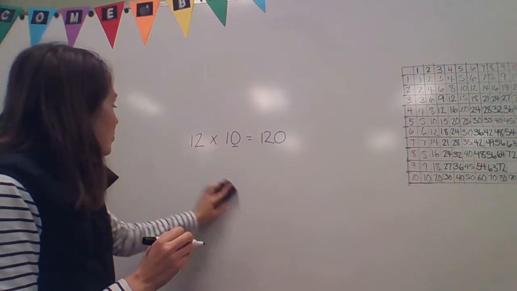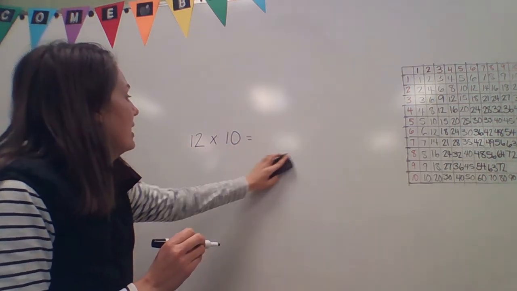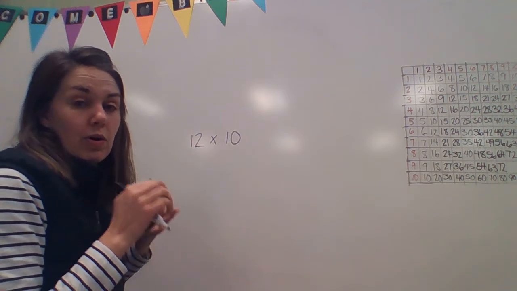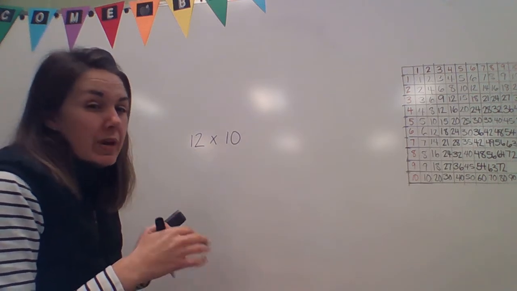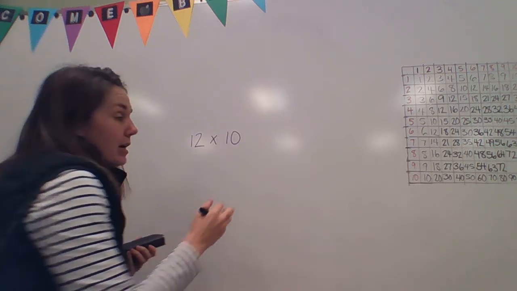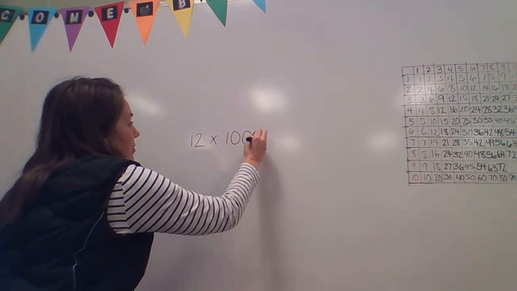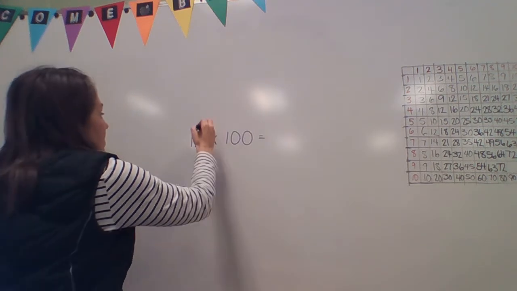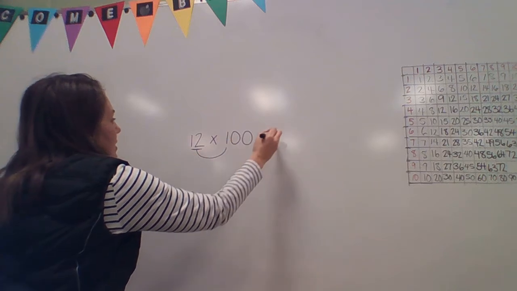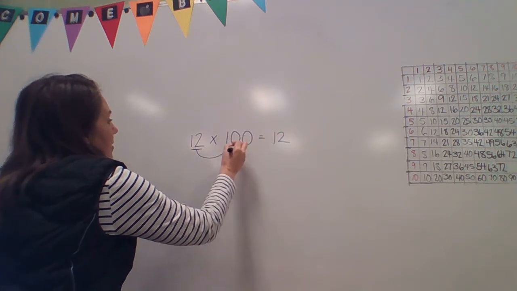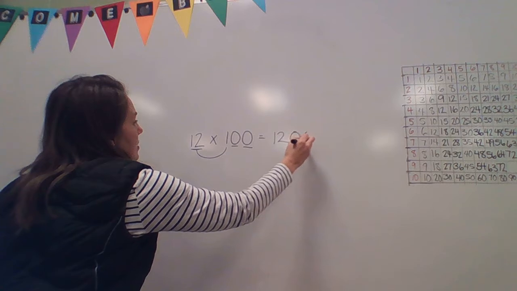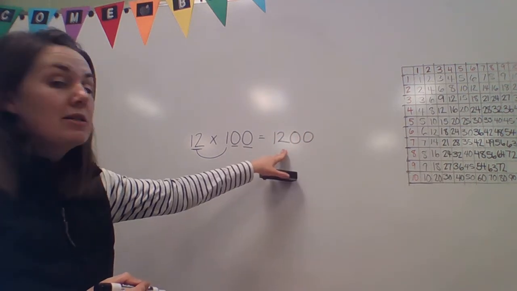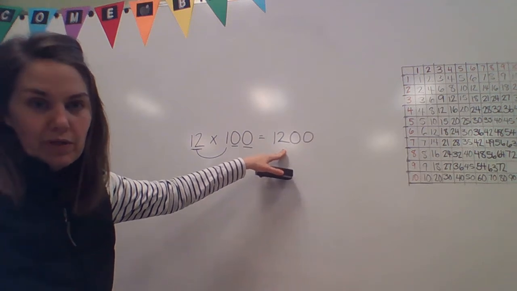Now what really is cool about this is this will work for any multiple of 10. So anytime we multiply by 10 or hundreds or thousands, we can use this place value trick that I just showed you with the zeros. So let's say, for example, we want to do 12 times 100 now. I'm still going to say 12 times 1 is 12. I have 2 zeros, so my answer is also going to have 2 zeros. So 12 times 100 is 1200, or 1,200.